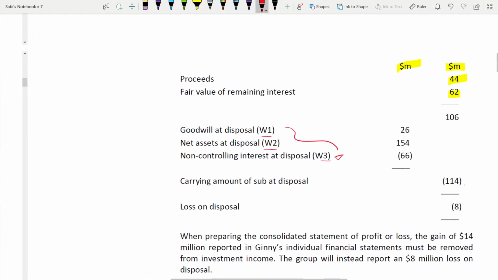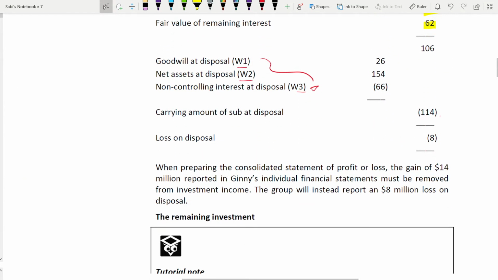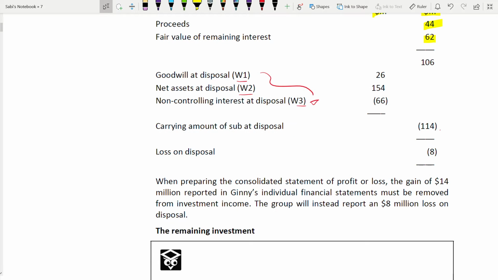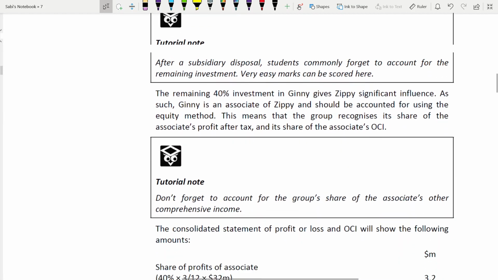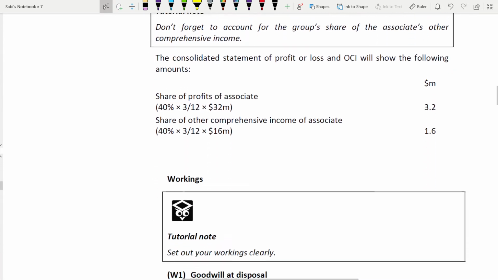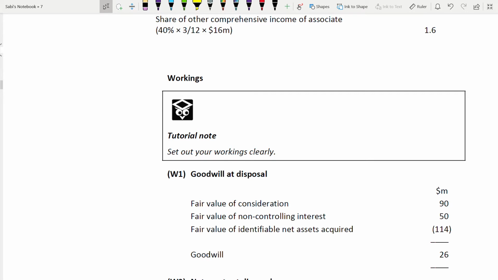We'll go to that later. So now, before writing this paragraph, before going to the remaining investment also, let us go to workings, okay? If you see, workings are clearly labeled, you have written the number also.